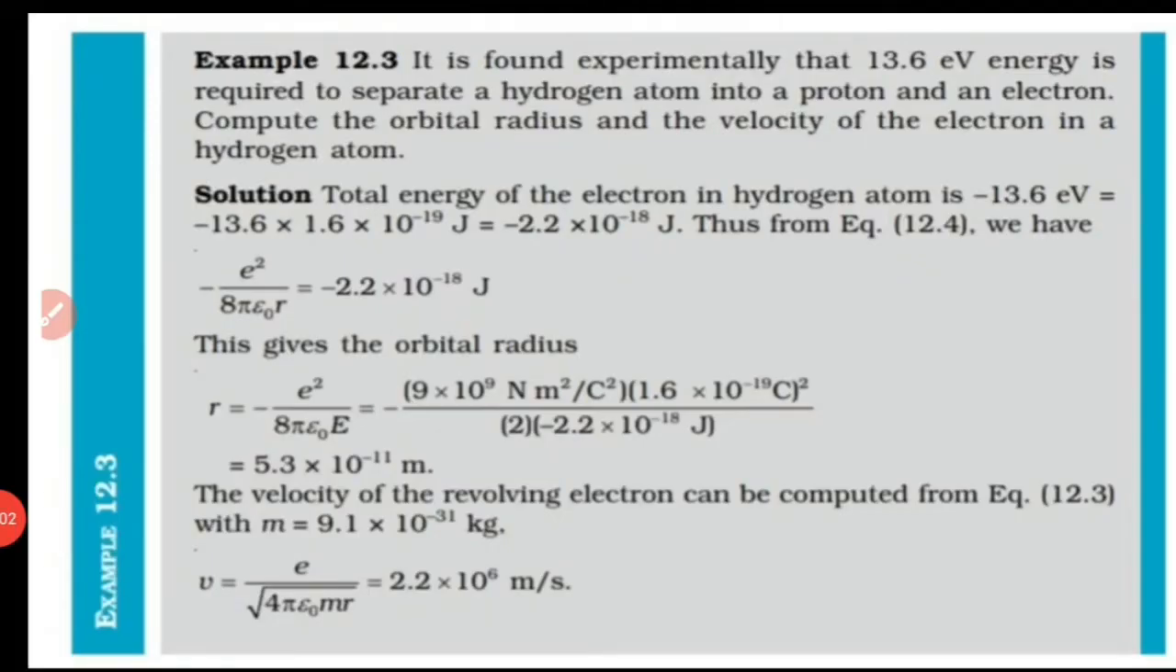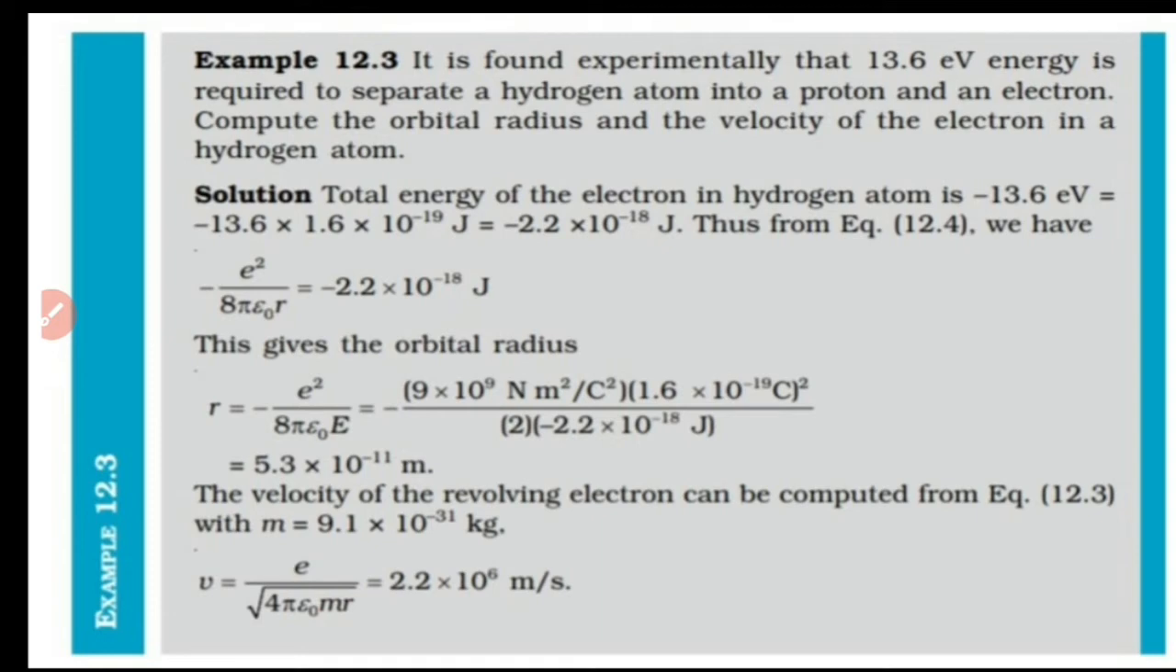Now we have an example from the textbook, example 12.3. It is found experimentally that 13.6 electron volt energy is required to separate a hydrogen atom into proton and electron. Compute the orbital radius and the velocity of the electron in a hydrogen atom. So it's given 13.6 electron volt energy is required to separate the hydrogen atom into proton and electron.